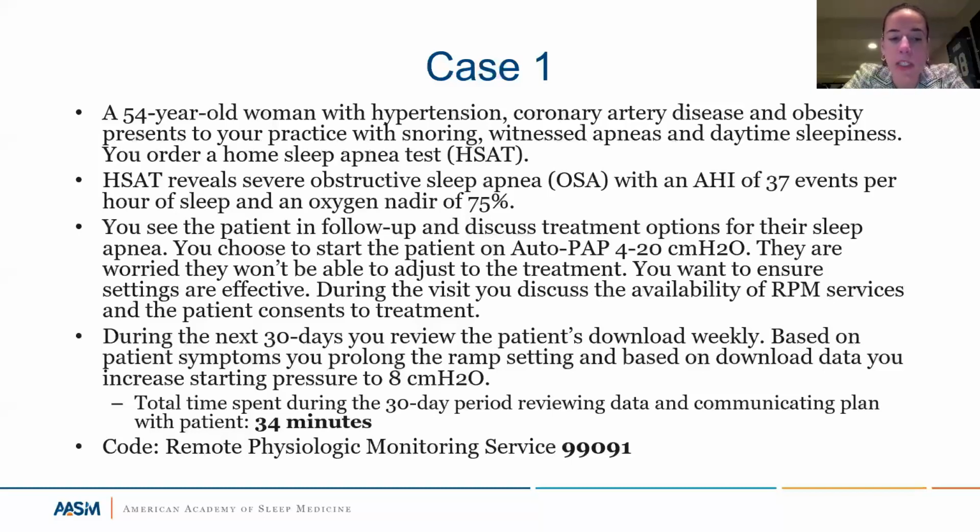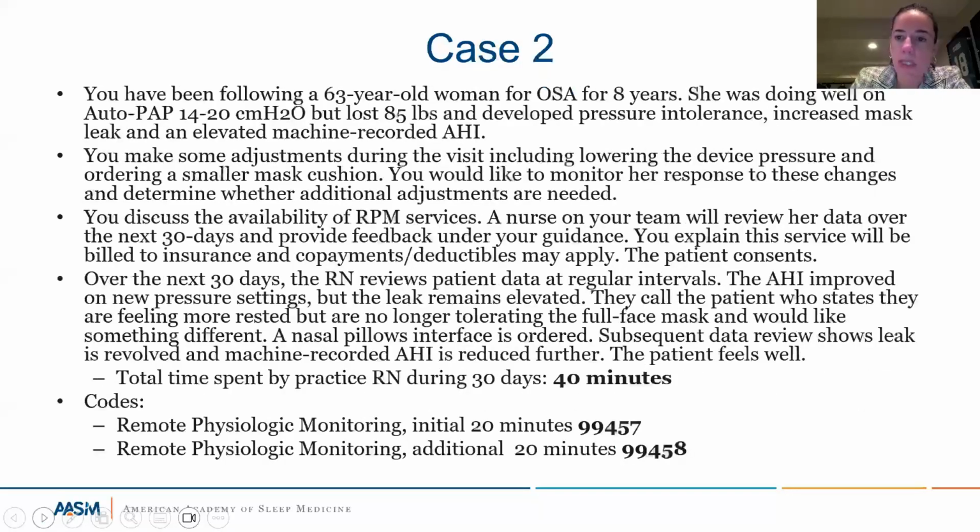This is a situation where you could bill Remote Physiologic Monitoring Service 99091, given that you spent more than 30 minutes reviewing the patient's data and adjusting the treatment plan. Next slide, please. Busy slide, apologies, but this is a slightly different case.